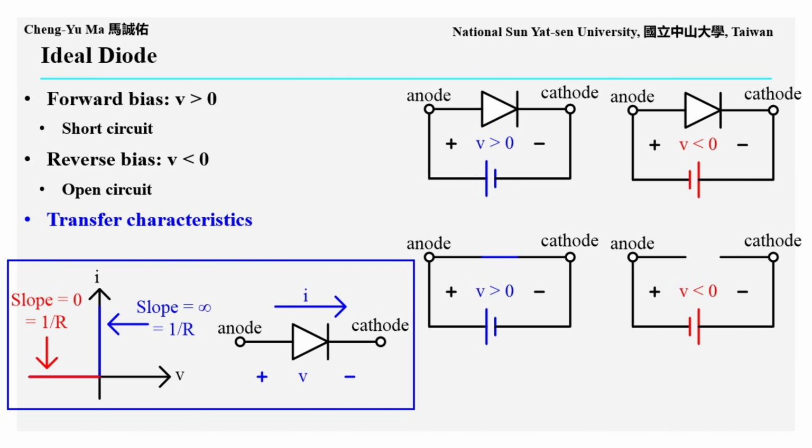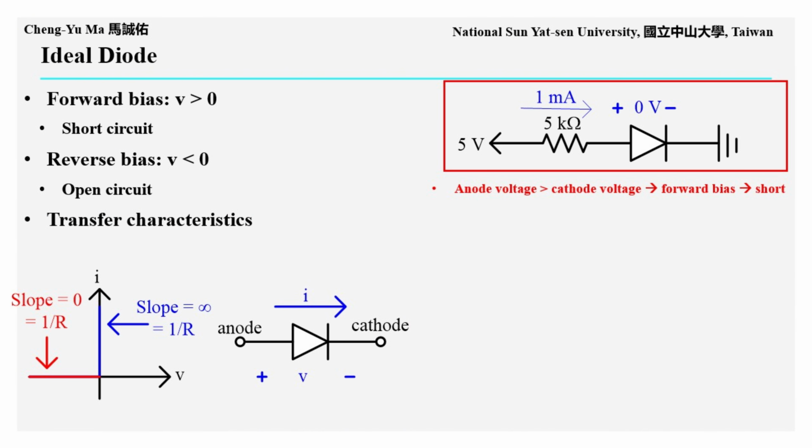From these two bias conditions, forward bias and reverse bias, we can obtain the voltage-current characteristic curve of an ideal diode, as shown in the figure below. Under reverse bias, the equivalent resistance is infinite because the diode is open and no current can flow. Under forward bias, the equivalent resistance is 0 because the diode is short-circuited, so there is no voltage drop across the diode.